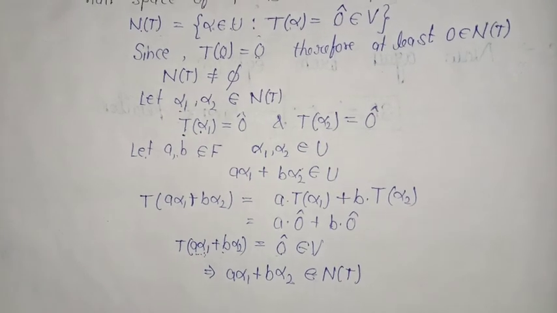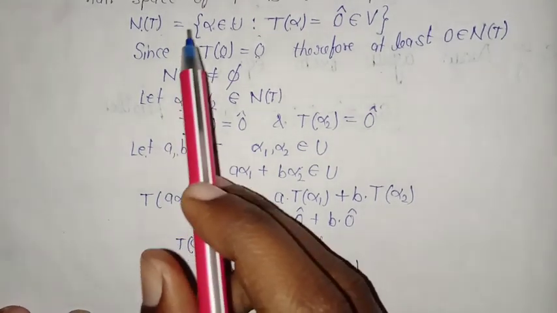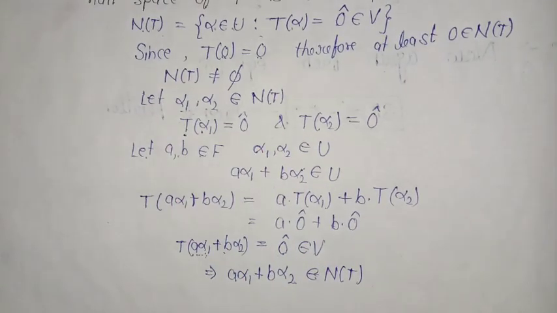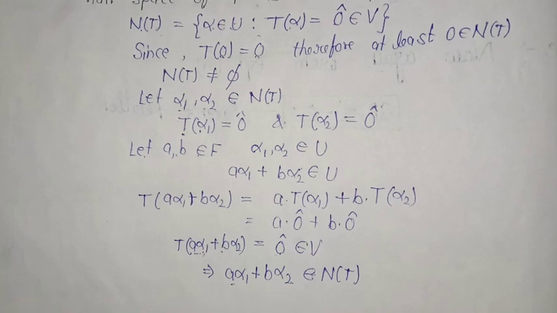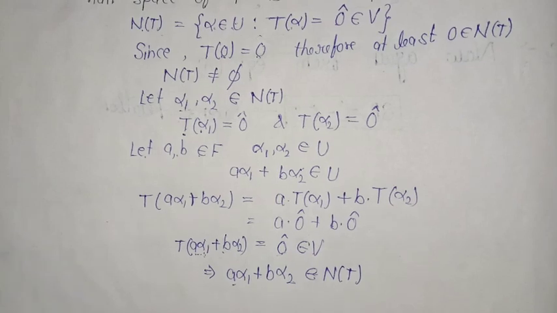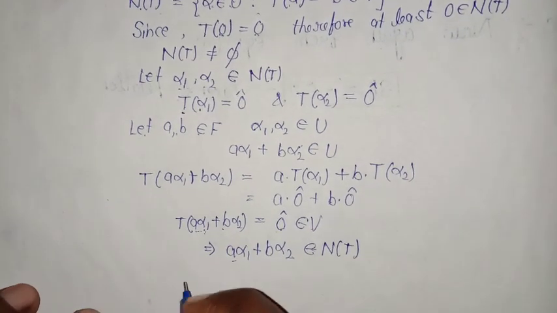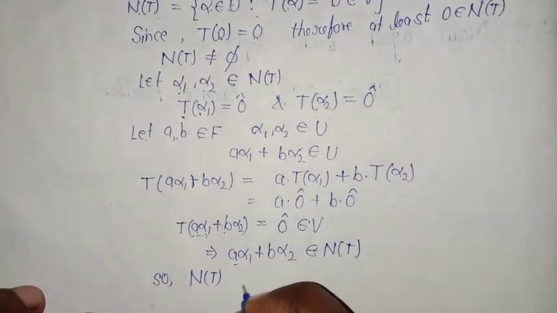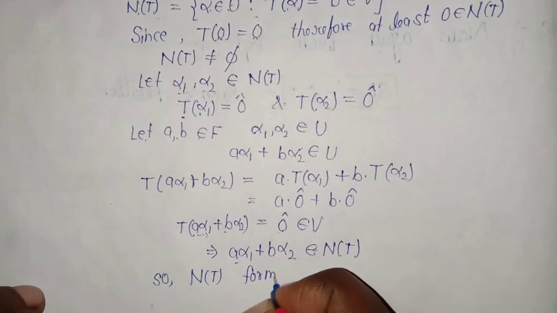From here we can conclude that we have taken two elements from the null space of T and two scalars such that the linear combination of those two vectors also goes into the null space of T. So the null space of T forms a subspace of U.